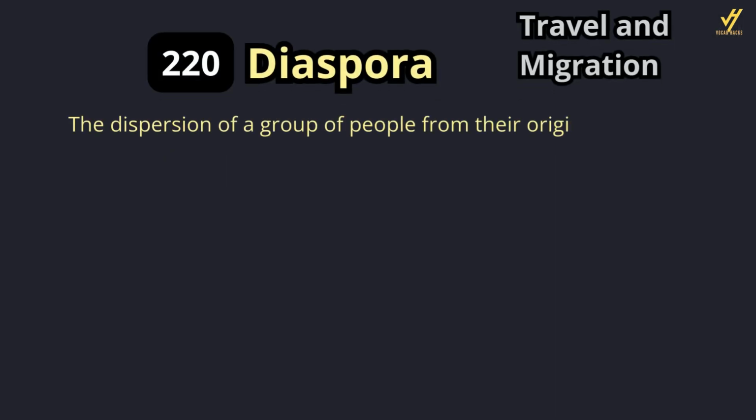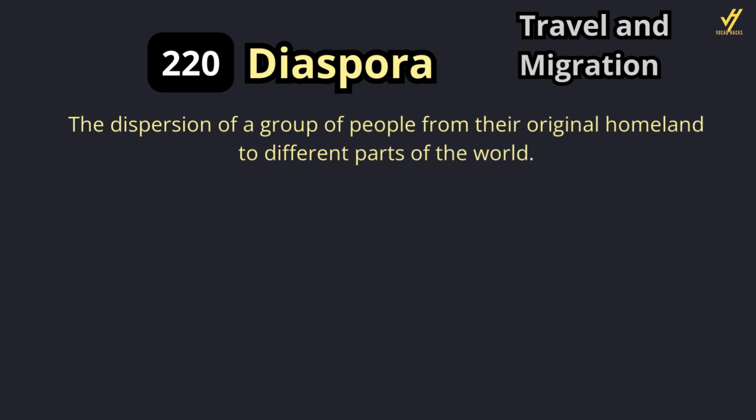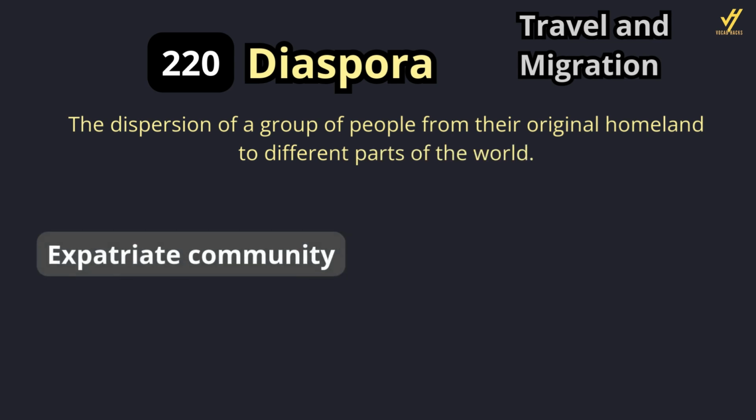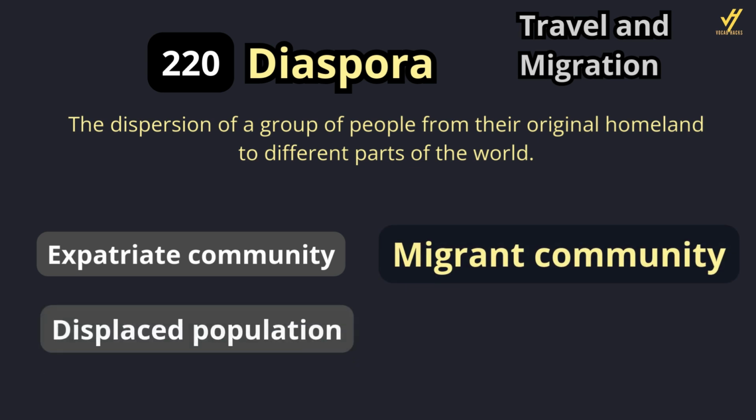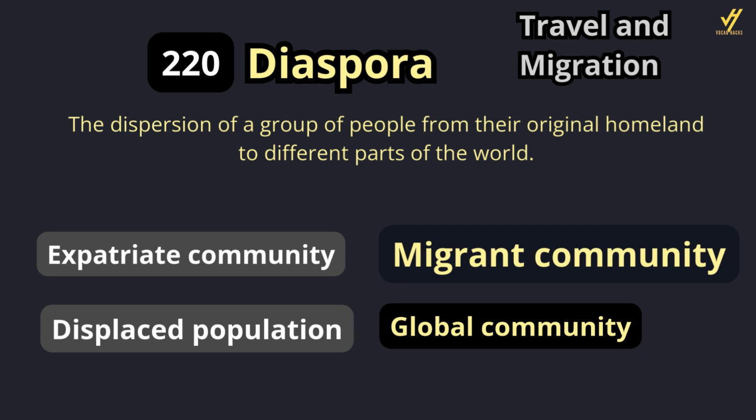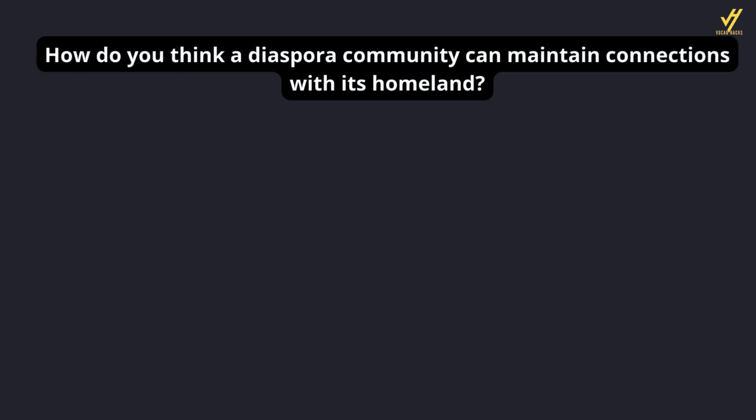Diaspora. The dispersion of a group of people from their original homeland to different parts of the world. Expatriate community. Migrant community. Displaced population. Global community. How do you think a diaspora community can maintain connections with its homeland?